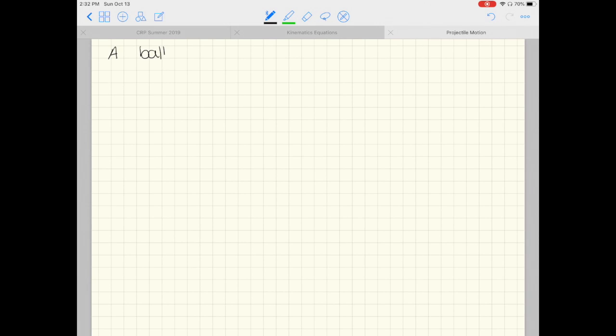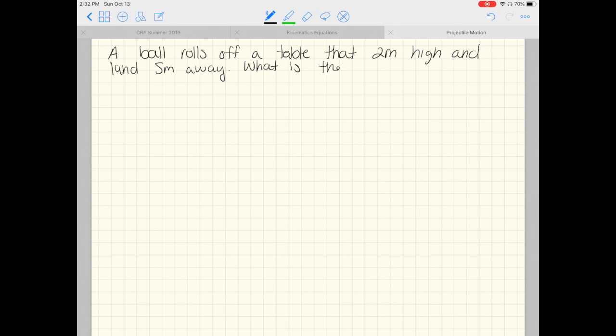A ball rolls off a table that is 2 meters high and lands 5 meters away. What is the horizontal velocity of the ball?